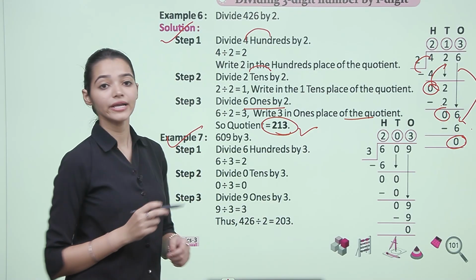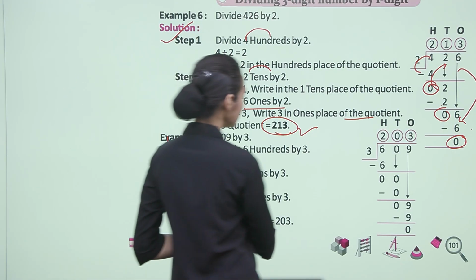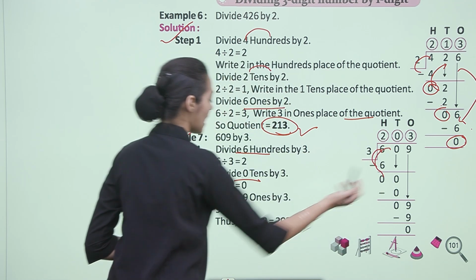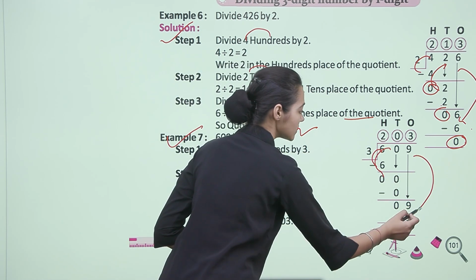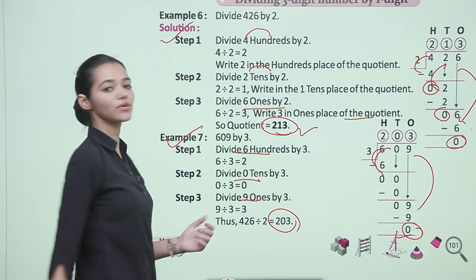Similarly, we have to divide 609 by 3 in example number 7. Firstly, divide 600s by 3. After that, we will divide 0 tens by 3, and after that we will divide 9 ones by 3, that is 3 threes are 9. Remainder is 0 and quotient is 203.